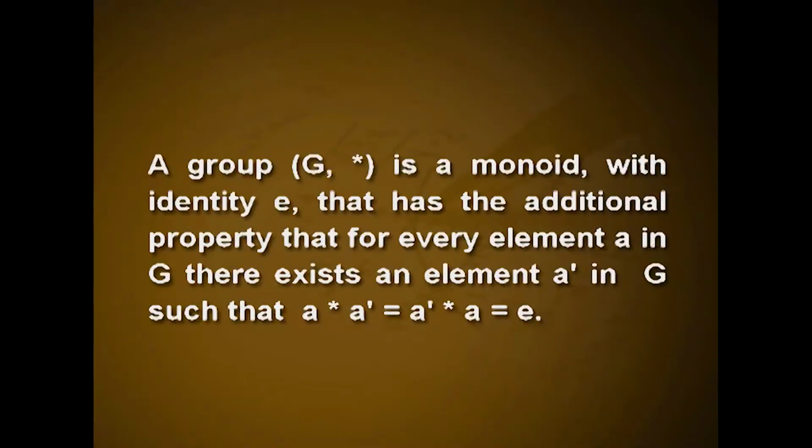Definition: a group, the ordered pair (G, ⋆), is a monoid with identity element e that has the additional property that for every element a in G, there exists an element a' in G such that a ⋆ a' = a' ⋆ a = e.